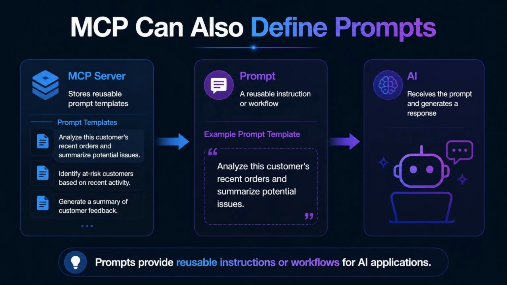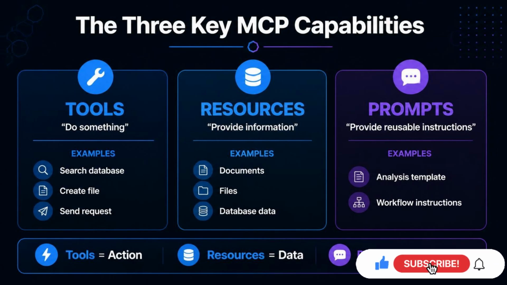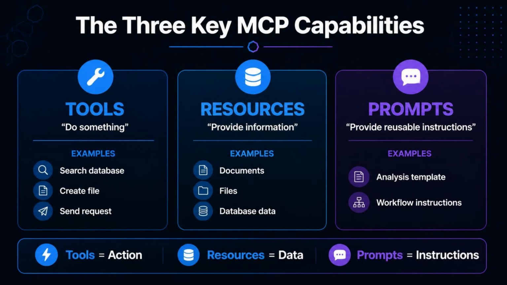So we can think of MCP capabilities in three simple categories. Tools do things. Resources provide information. Prompts provide reusable instructions. Let's make that distinction very clear. Tools are for actions. For example, searching a database or creating a file. Resources are for information. For example, documents, files, or database data. And prompts are reusable instructions. For example, an analysis template or a workflow instruction. So if you remember only one thing from this slide, remember, tools equal action, resources equal data, prompts equal instructions.